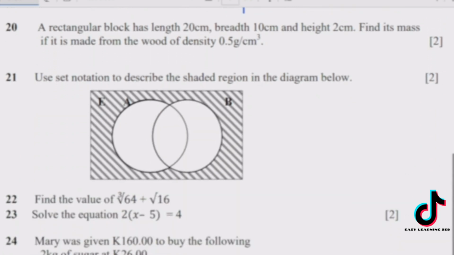Okay, we go to question number 20. A rectangular block has length 20 centimeter, breadth 10 centimeter, and height 2 centimeter. Find its mass if it's made from wood of density 0.5 grams per centimeter cubed. First of all, for us to find mass, we need to come up with the formula for mass.